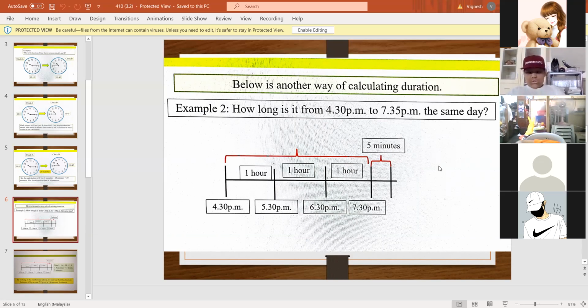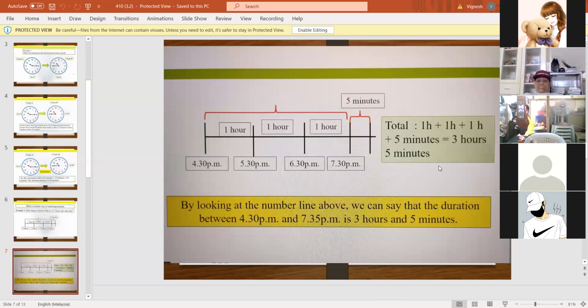Okay, very good. By looking at the number line above, we can say that the duration between 4:30 p.m. and 7:35 p.m. is 3 hours 5 minutes. How? 1 hour plus 1 hour plus another 1 hour is 3 hours, and then plus the 5 minutes. So the duration between 4:30 p.m. and 7:35 p.m. is 3 hours and 5 minutes. Understand or not? Yes, teacher. Okay, very good.